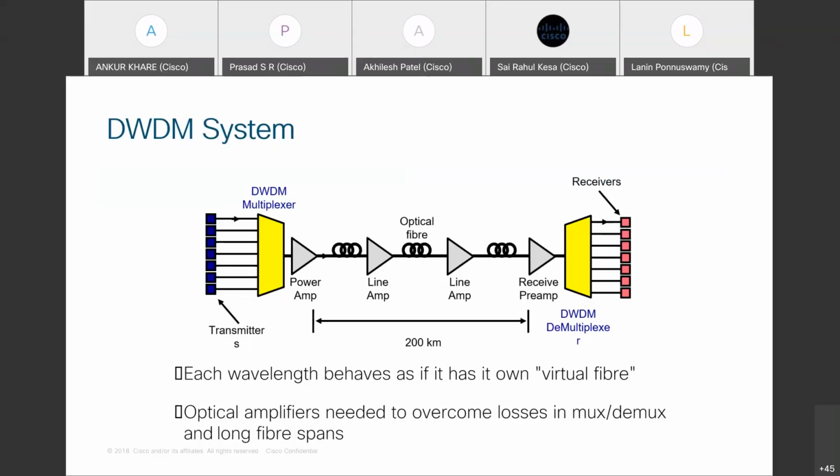Whatever topology I have shown you, this is similar to that only. So here what you see, the box on the left side is the transmitters. The transmitters are nothing but an optical output. Optical output can be of one framer, and the right side is the receivers. Okay, so there is a DWDM multiplexer which takes all the wavelengths here, combines them together and puts them into the fiber. Okay, then there are three amplifiers you see in the network: power amplifier, line amplifier, and receive preamp.